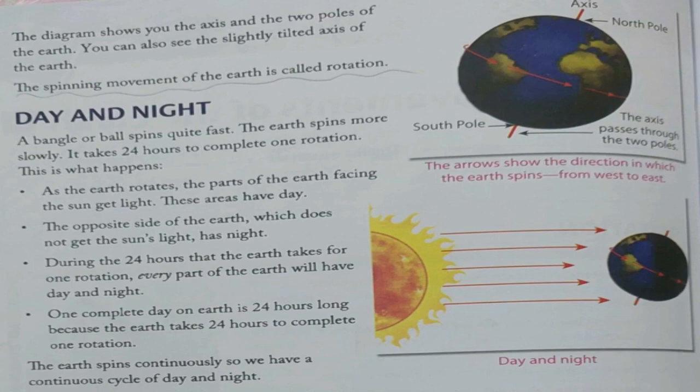This is what happens. As the Earth rotates, the parts of the Earth facing the Sun get light. These areas have day. The opposite side of the Earth, which does not get the Sun's light, has night. During the 24 hours that the Earth takes for one rotation, every part of the Earth will have day and night. One complete day on Earth is 24 hours long, because the Earth takes 24 hours to complete one rotation. The Earth spins continuously, so we have a continuous cycle of day and night.